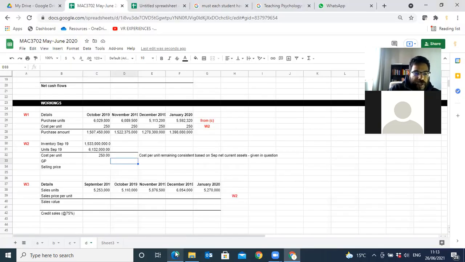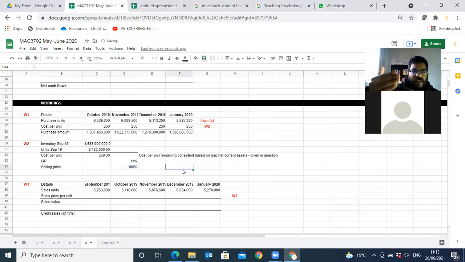So we know the markup is 33%. When they say it is on selling price, then selling price is 100%. If they say it's on cost price, then cost price is 100%. Just take note of that. If the markup is on cost price, cost gets the 100. If the markup is on sales, then sales get the 100.